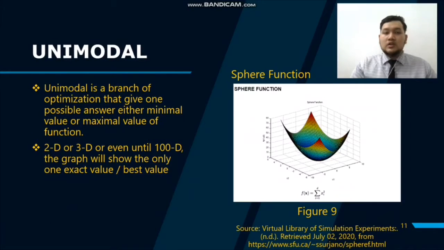These are unimodal optimization, where it's a branch of optimization that gives one possible answer in the minimal value or maximum value of a function. Figure 9 is the example for the unimodal optimization. This is a 3D graph. Even though we try to change the graph into more than 3 dimensions or until 100 dimensions, the graph will show only one exact value or the best value.